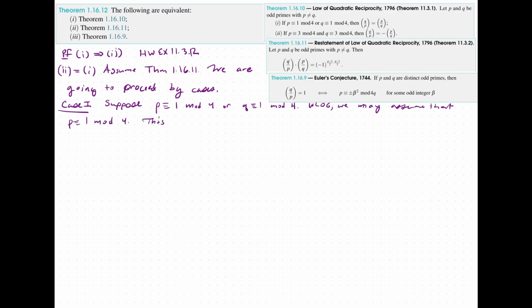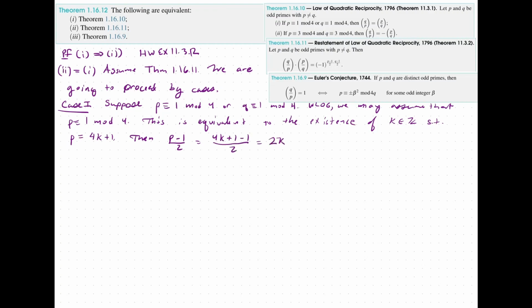Now this is equivalent to the existence of an integer k such that p is equal to 4k plus 1. But then (p minus 1) over 2 will be equal to (4k plus 1 minus 1) over 2, which is just going to be 2k. So it's always going to be an even integer.